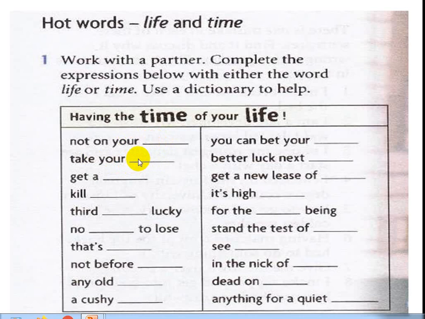Get a life means your life is boring, get a new one. Kill time means waste time, waste time waiting for something. Third time lucky.